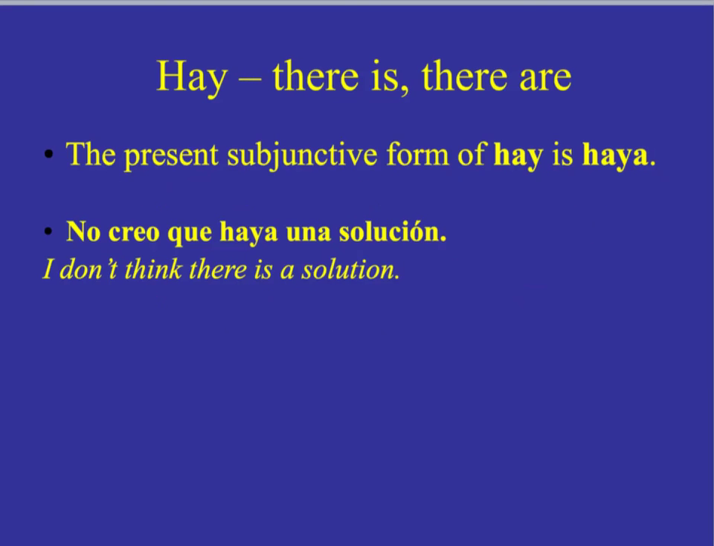For hay, there is or there are, the present subjunctive form of hay is haya. And you may recognize hay from hubo or from había, which we just learned in our preterite and our imperfect tenses. So in the subjunctive, there's only one form of that verb. It's haya, just something to put into your notes.